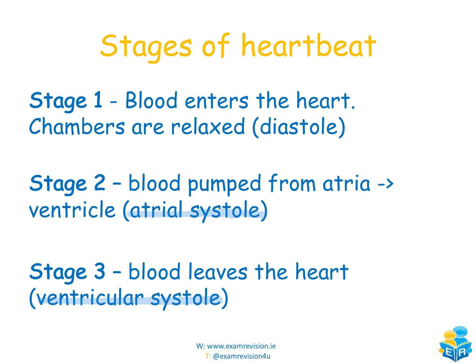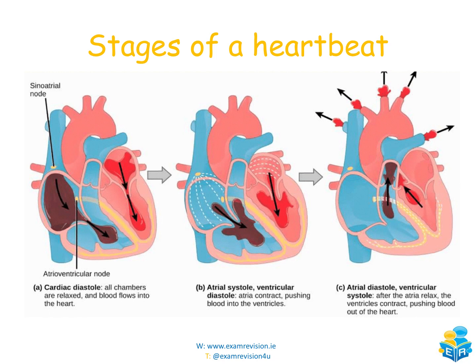Okay, so because there was a period of relaxation up here at the top where the blood was entering the heart, the chambers were filling up with blood, that was diastole. Once those atria were filled with blood, they're going to contract, and the blood is going to be pumped down to the ventricles, so that's atrial systole. And then once the ventricles are filled with blood, before the blood is pumped out of the heart, the ventricles are going to contract, that's ventricular systole.